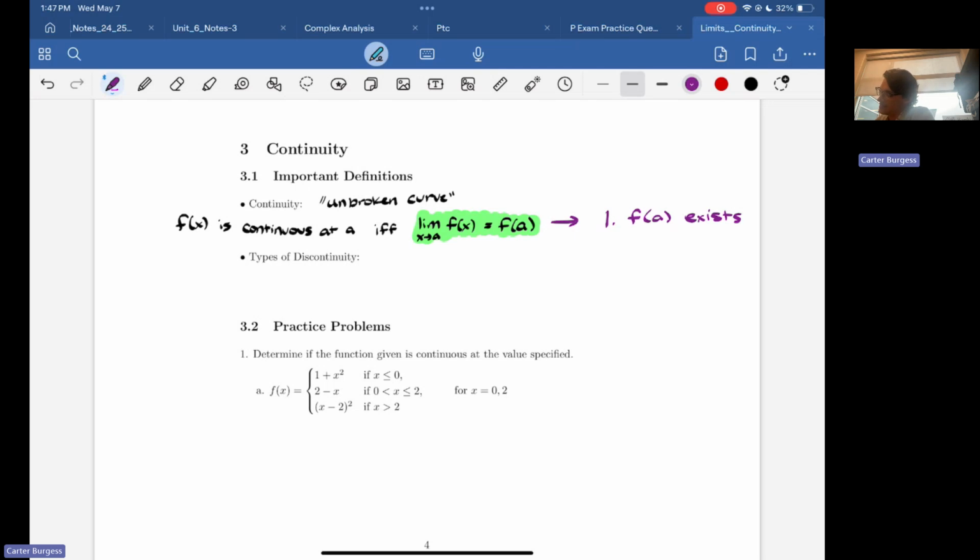Okay. The second thing that we need to show: if we confirm that f of a exists, we also need to show that the limit as x approaches a of f of x exists, which in and of itself requires us to show 2 things. What must we do to confirm that a limit exists?